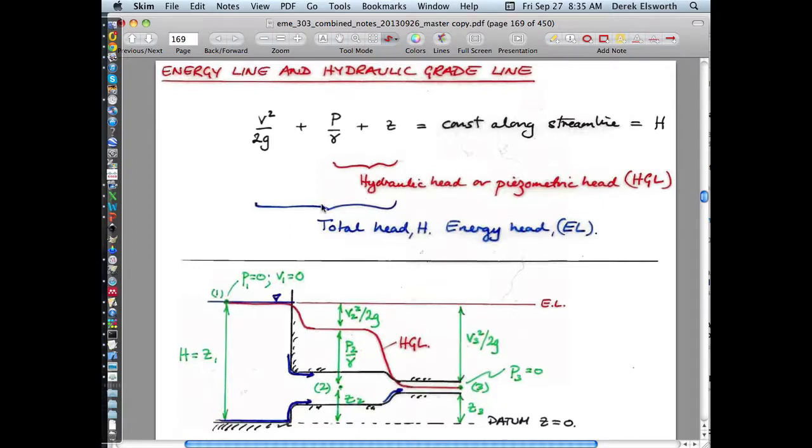What we can think of this as, one way of thinking of it, is that the constant amount of energy that we have in the system can be defined in terms of the energy head, which includes all three of these terms. So potential, pressure, and kinetic energy, if you like, components at all points. And we can also look at the components which are due only to the hydraulic head or the piezometric head.